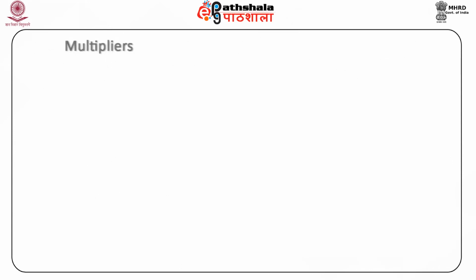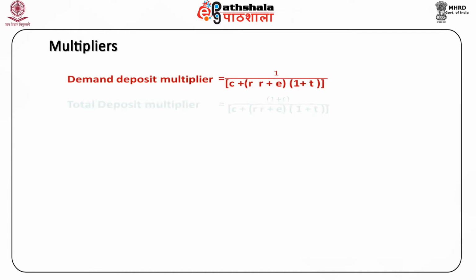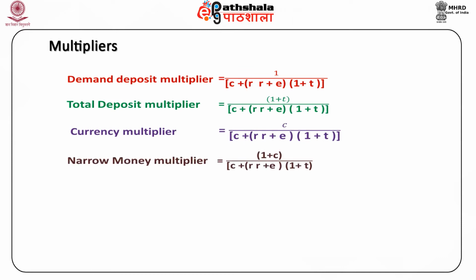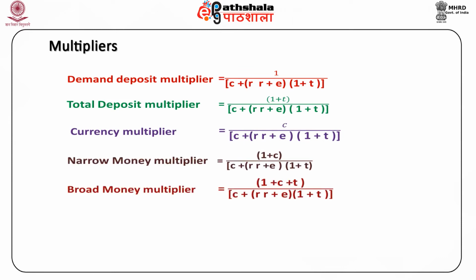The different types of multiplier that can be derived are the demand deposit multiplier, total deposit multiplier, currency multiplier, narrow money multiplier, and broad money multiplier. These expressions tell us the amount by which the demand deposits, total deposits, currency, narrow money, and broad money will increase when there is a certain increase in H in the economy.